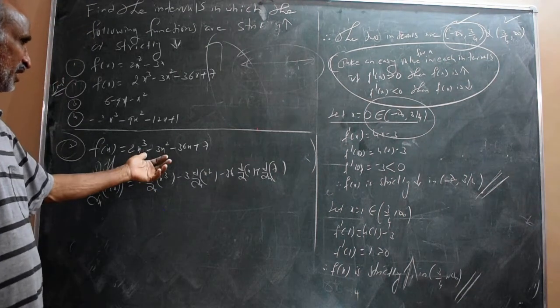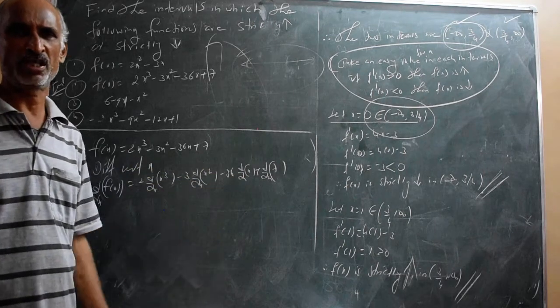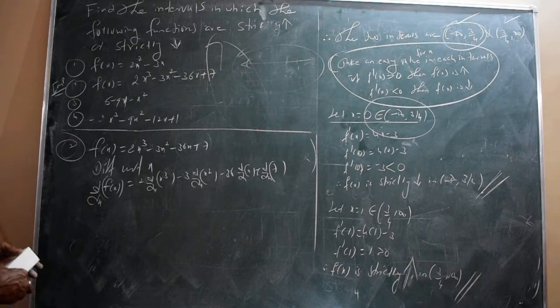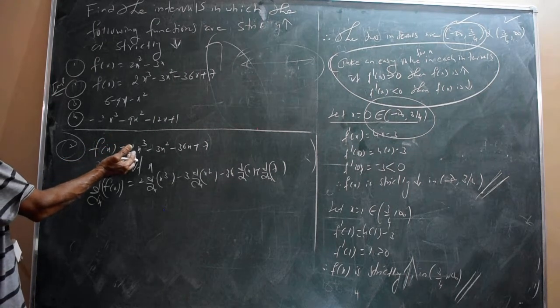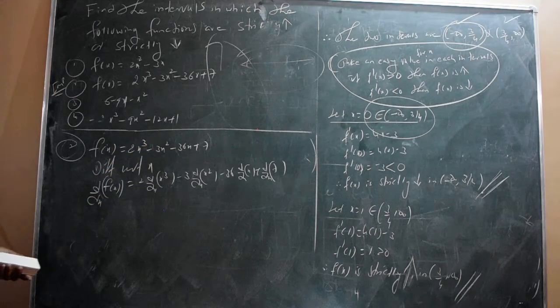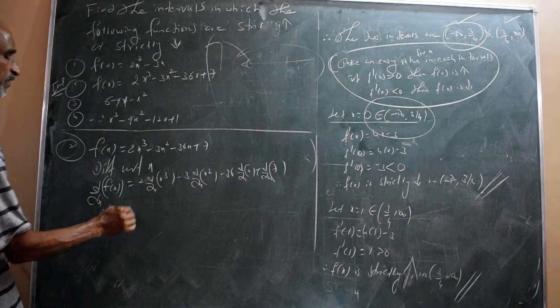Whenever plus or minus is there, you will differentiate each and every term. Any constants are taken outside. Only the x term, the function of x, is to be differentiated. It is not necessary actually. Straight away we can say that f dash of x is 6x square minus 6x minus 36 without writing all those things.